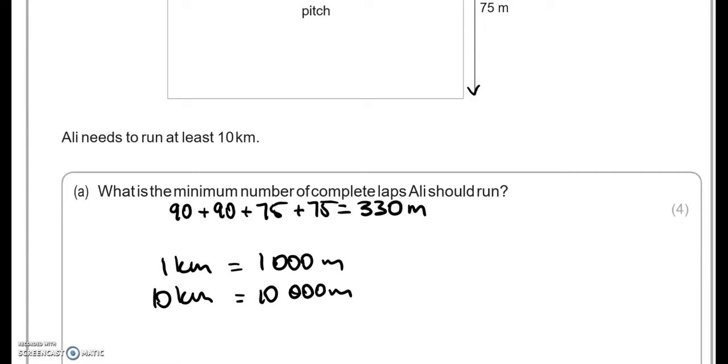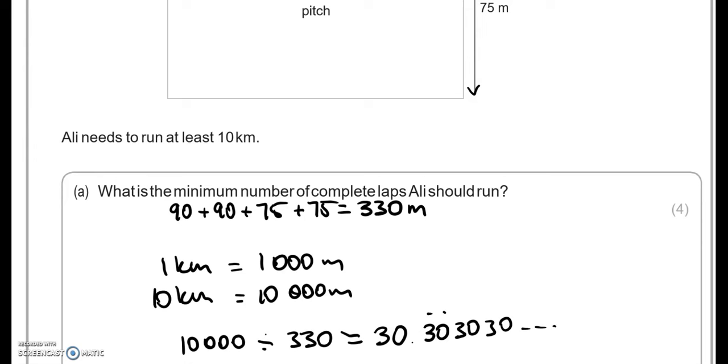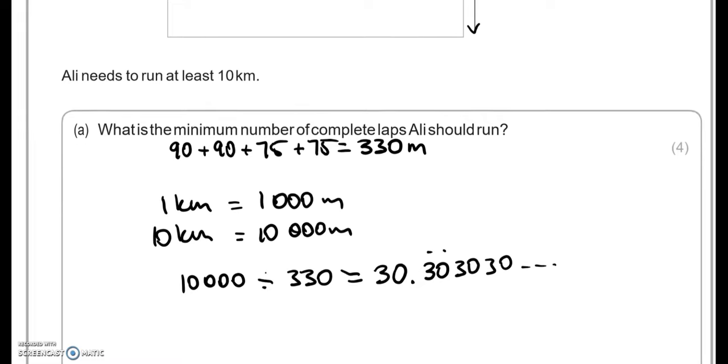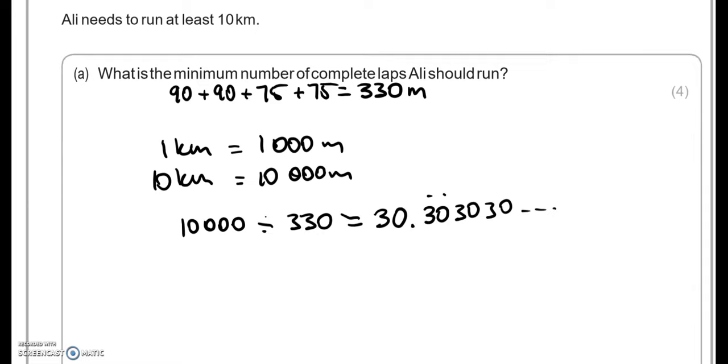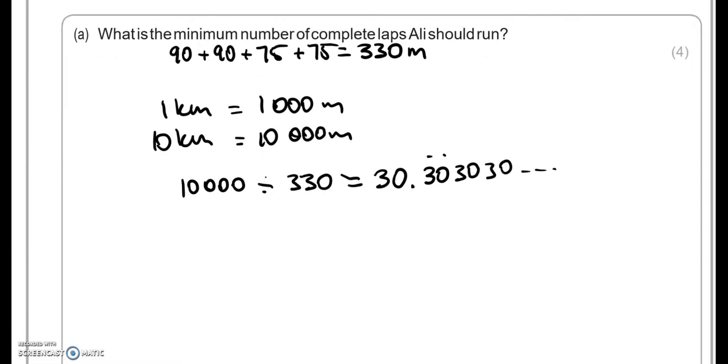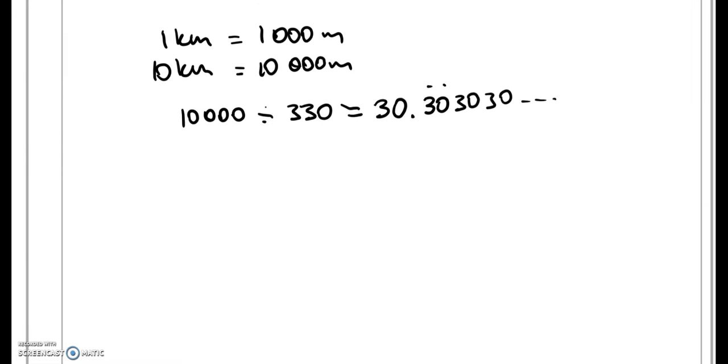So how many 330s fit into 10,000? So we're going to go 10,000 divided by 330 gives us 30.30 recurring. So we'd have 30.30, and so on. So we're going to have to write the number of laps, and we can't say 30 full laps and then part of a lap. So we're going to say 31 laps altogether.